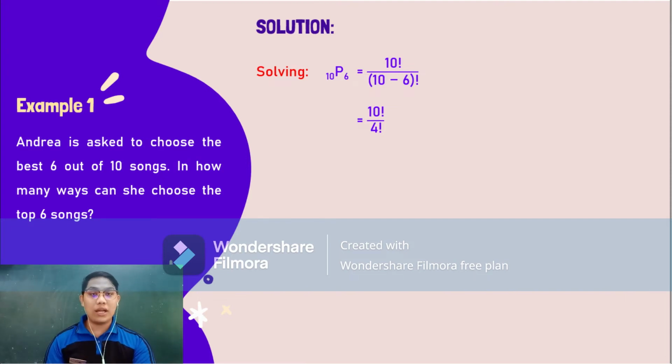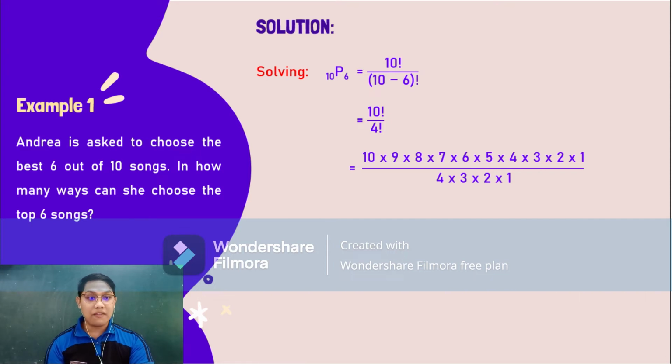So, what is the next thing that we need to do? As we all know, a factorial is the product of numbers less than or equal to the given number. What do we mean by that? For example, 10 factorial is equal to 10 times 9 times 8 times 7 times 6 times 5 times 4 times 3 times 2 times 1. Same with 4 factorial, it will become 4 times 3 times 2 times 1. So basically, this is how factorial works.